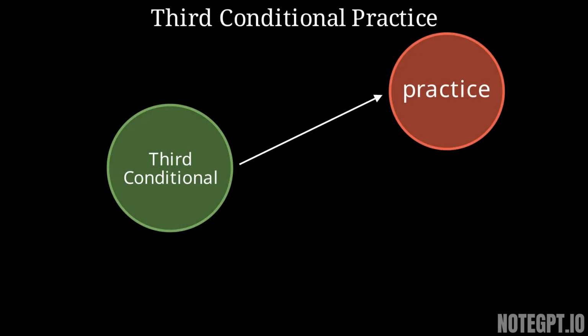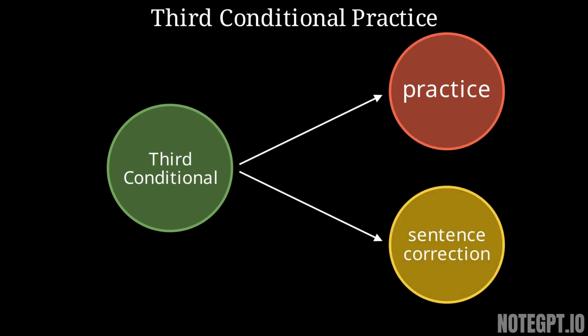Practice using the third conditional by correcting sentences to express unfulfilled conditions in the past. For example, if she had been sensible, she would have locked the door before going out.